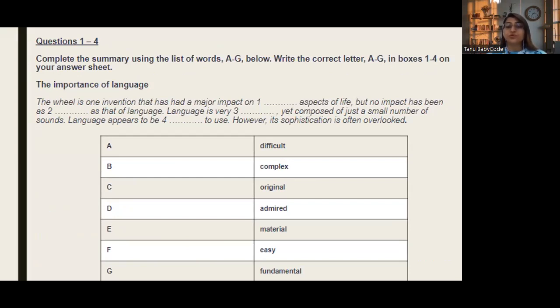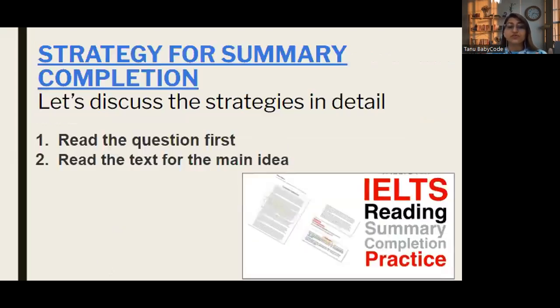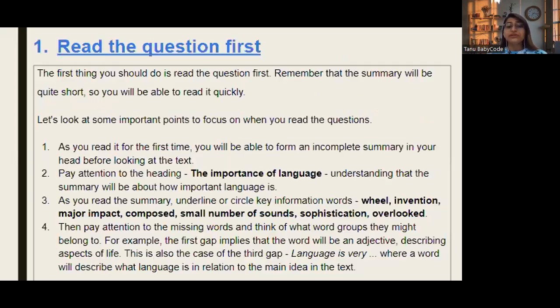But first what you will do is read your incomplete summary. Then you will go back to the paragraph and find a word which matches with the word here from the list, right? So we will look at two types of strategies in detail. The very first is read the question first, and the second one is read the text for the main idea. Now, read the question first.